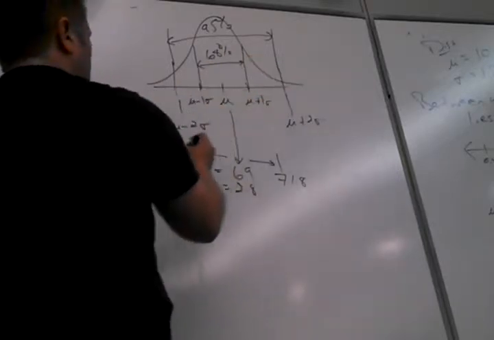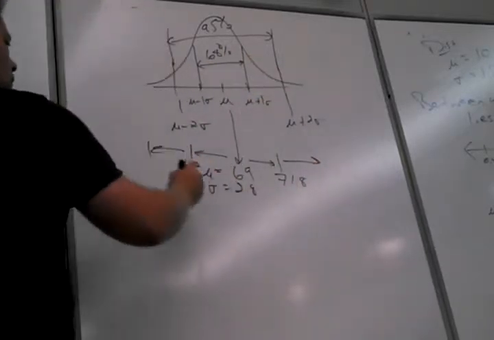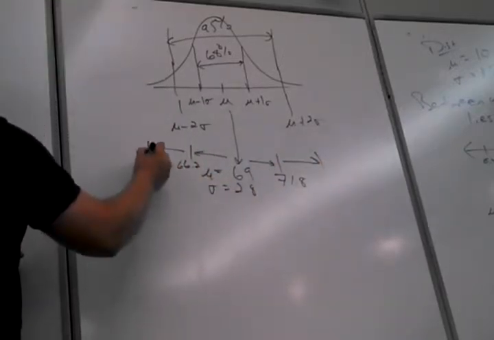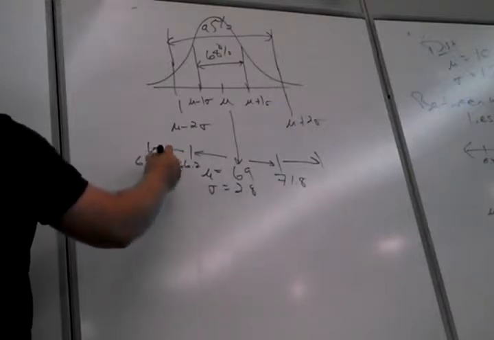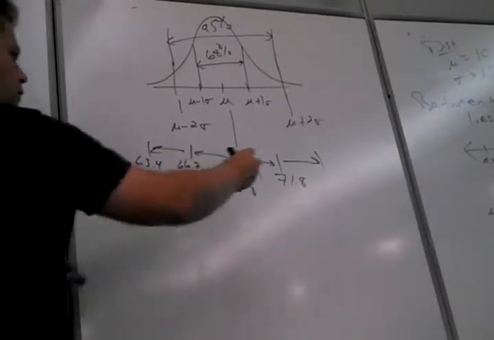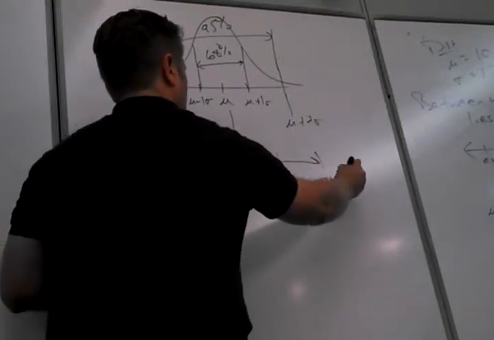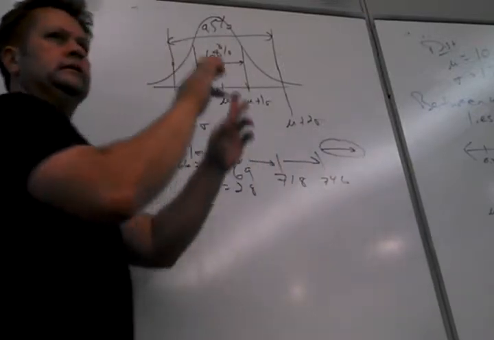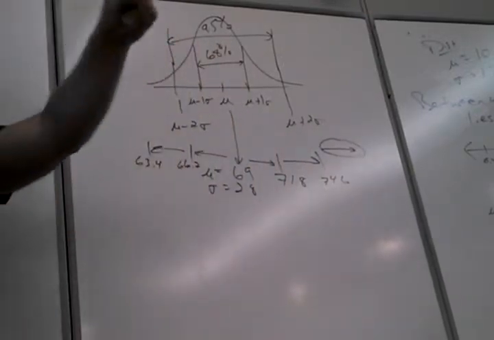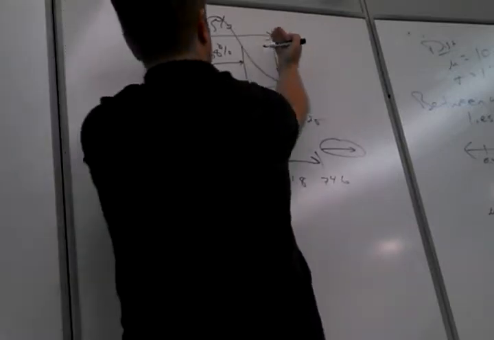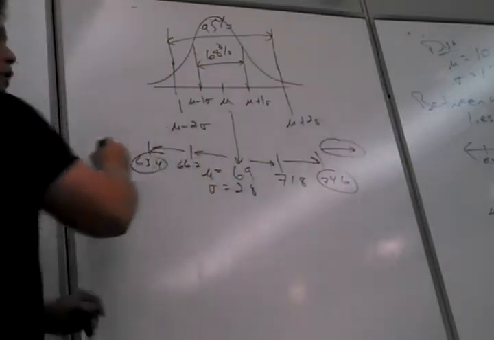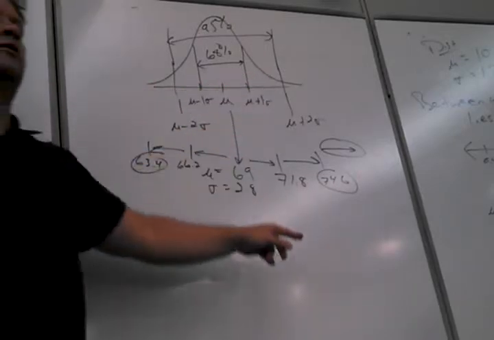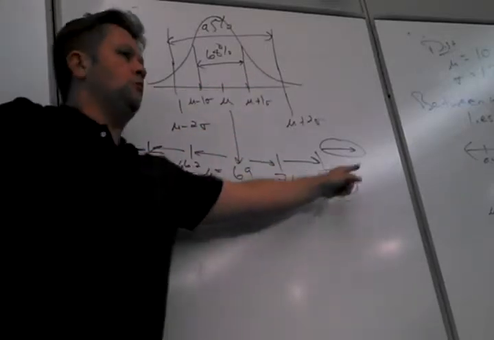Now if I go one more step out, real quick, just bear with me here. 63.4. And this would be 74.6. So what percentage of men are outside here? Yeah, what'd you say? 2.5%, because in here there's 95%. There's 95% between those, right? So outside of there is 5%. So there's 2.5% less than this, and 2.5% more than that.